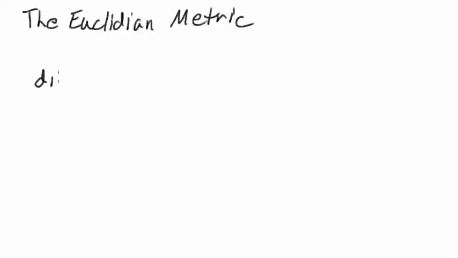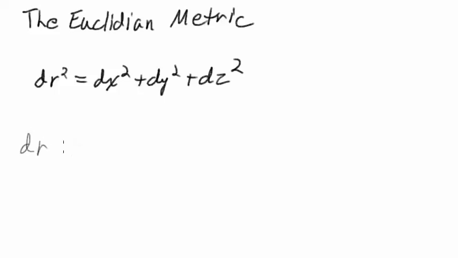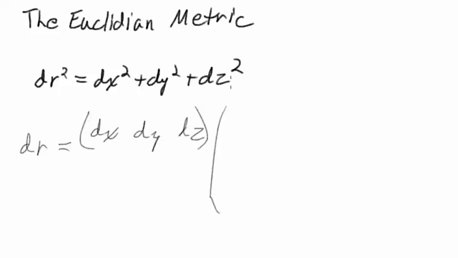The Euclidean metric, which goes dr squared equals dx squared plus dy squared plus dz squared. And what I'm going to do is express that as an inner product, which goes dx, dy, dz in a matrix form, and dx, dy, dz in a matrix form. And that's still dr squared, but this time it's represented as a matrix.